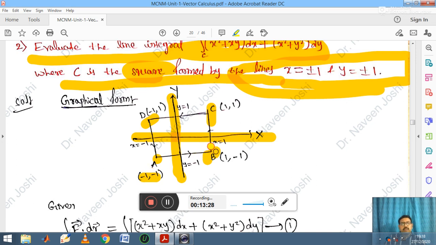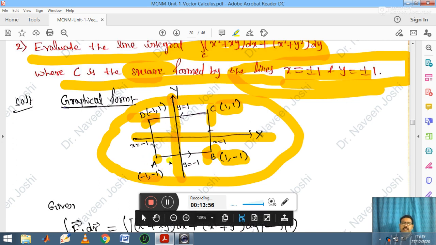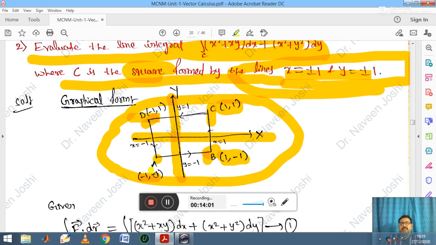Similarly in the fourth quadrant at point B, your x value is 1, y value minus 1. And in the first quadrant, point C, your x value 1, y value 1. And in the second quadrant at point D, your x value minus 1 and y value 1. So using the given data, we have constructed this diagram. And here, because this square contains 4 lines, AB is one line, BC is one line, CD is one line, and DA is one line.